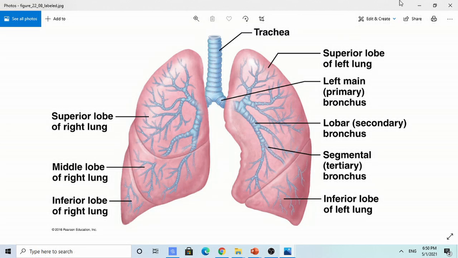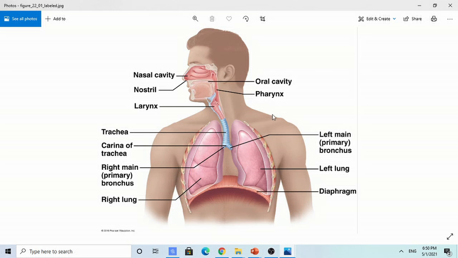In addition to that, parts of the respiratory system are the whole lung and diaphragm. These are organs of the respiratory system. Let's have a closer look at each part.